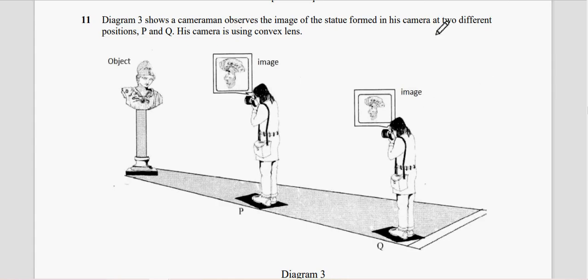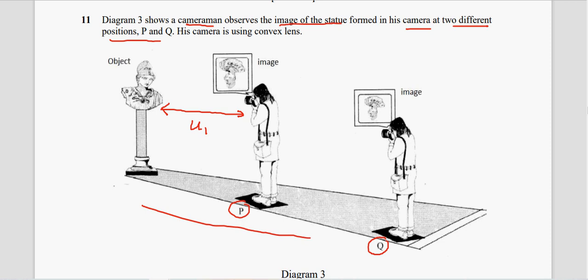This one is actually a Kelantan paper. I can't remember what year, tapi bukan 2020 lah. Just look at the problem diagram. The diagram shows a cameraman observing the image of a statue formed in his camera at two different positions, P and Q. So it means that this is the same man, bukannya this one besar dan kecil. No, it shows that the man is moving backward. This is the object, and the lens is inside the camera. Here is considered as the object distance U, let's say U1, and then this will be U2. Then look at here, the image, the height of the image.